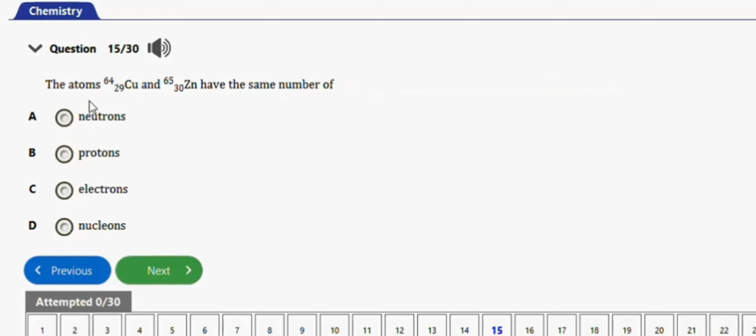It says the atoms, this is copper and zinc, have the same number of, okay, so let's check this, guys. They're going to have the same number of neutrons, because when you subtract 30 from 65, you're going to have 35, and when you subtract 29 from 64, you are going to have 35 as well. So you have the same number of neutrons. That's the right option. The next question will be this one.